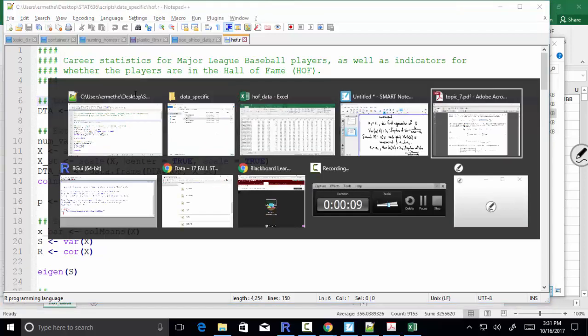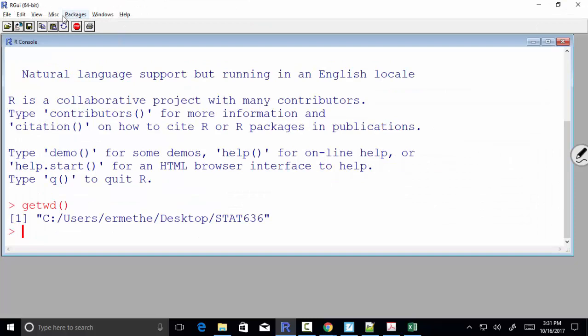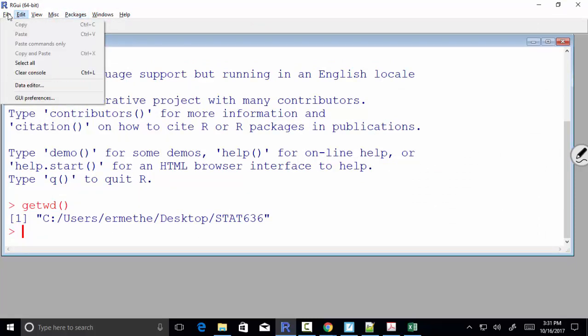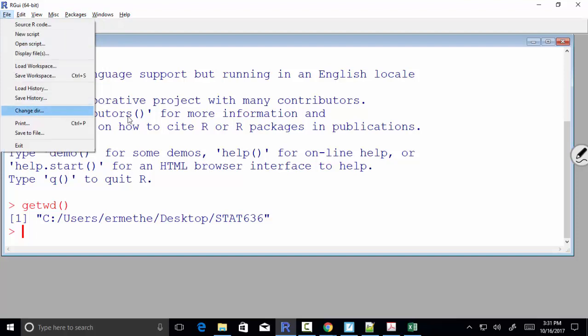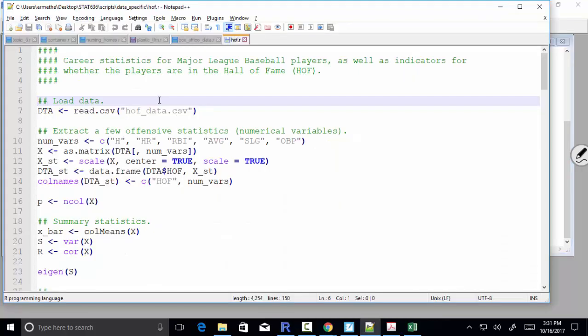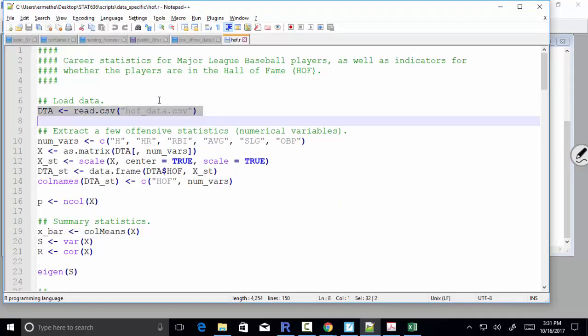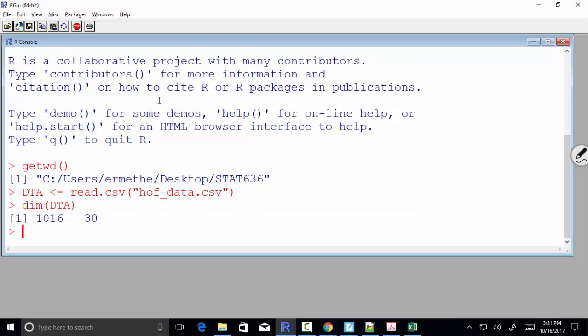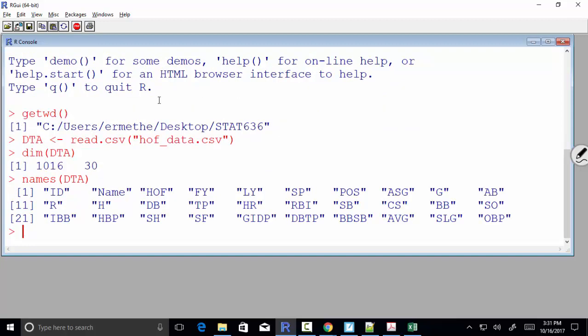And what I'm going to do is load in the data and then show you PCA, Principal Component Analysis. Data, okay. So read in the data. We have 1,016 players. We have 30 variables. With a data frame like this, if you say names, it will print out the column names. These are all the variables we have.